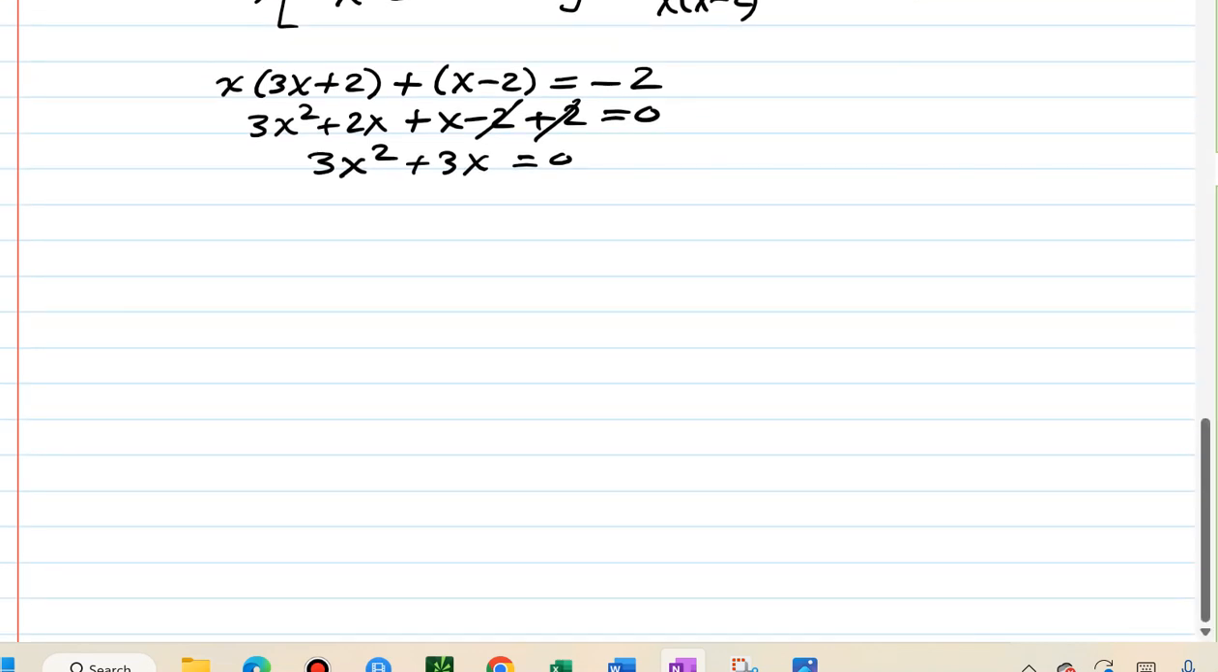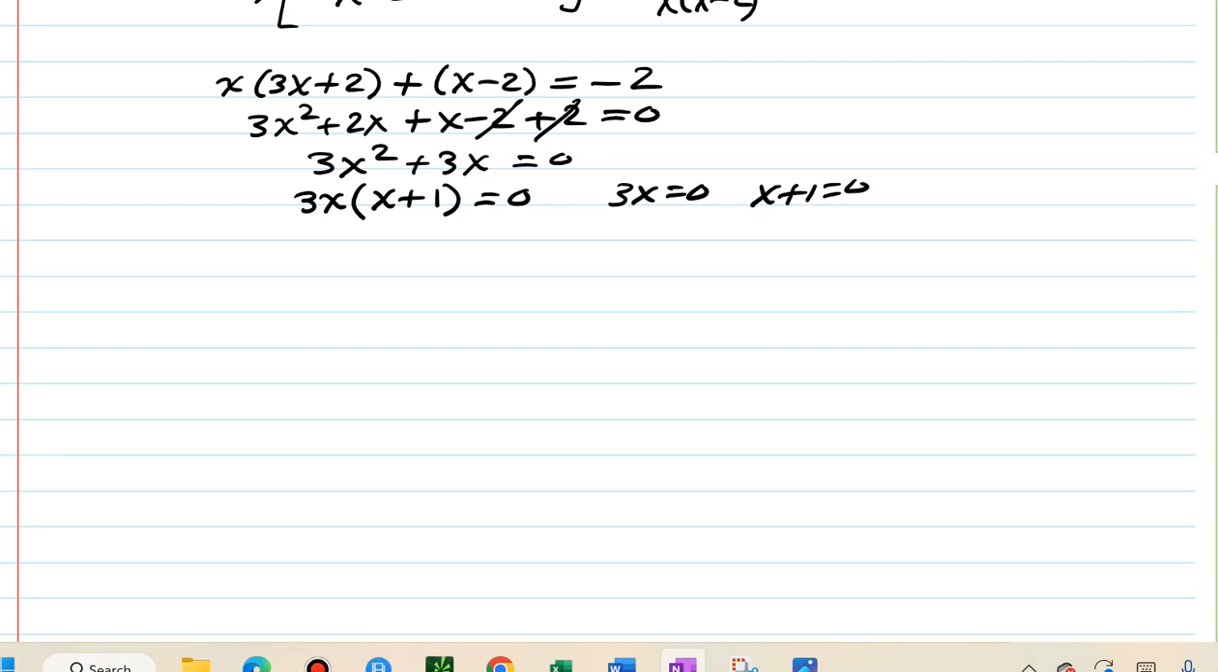And to solve this, we can factor the GCF, leaving me with x + 1, and solve by the zero factor principle. By the zero factor property, 3x could be 0, or x + 1 may be 0. Divide both sides by 3 and x is 0. Subtract 1 in the second one and x is negative 1. So we have 0 and negative 1 as potential solutions.